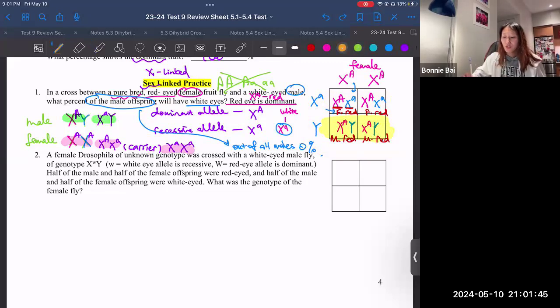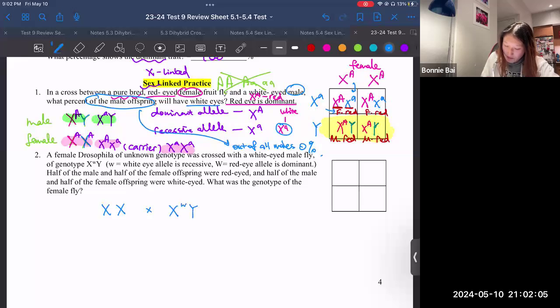All right. We're on to question number 2. We spent a lot of time on question number 1 because I re-explained everything. Question number 2, we can just do it. A female Drosophila of unknown genotype. All right, that's off to a good start. We're X of some sort. Crosses with a white-eyed male.